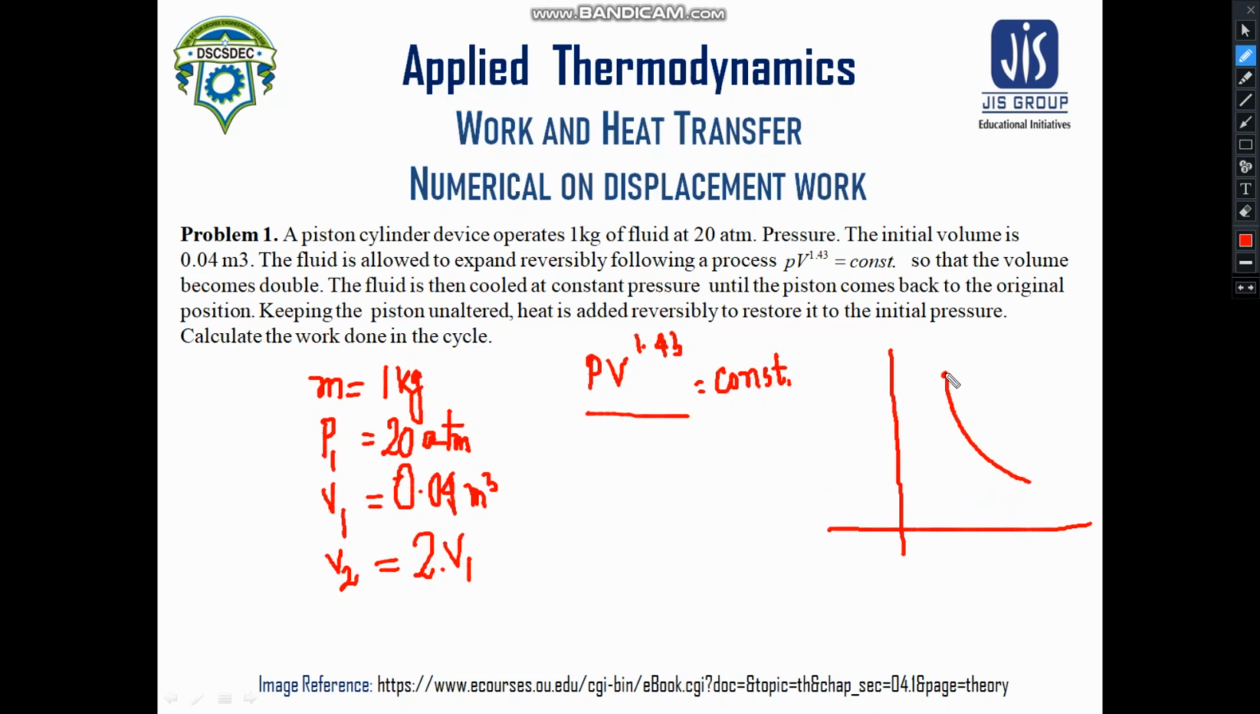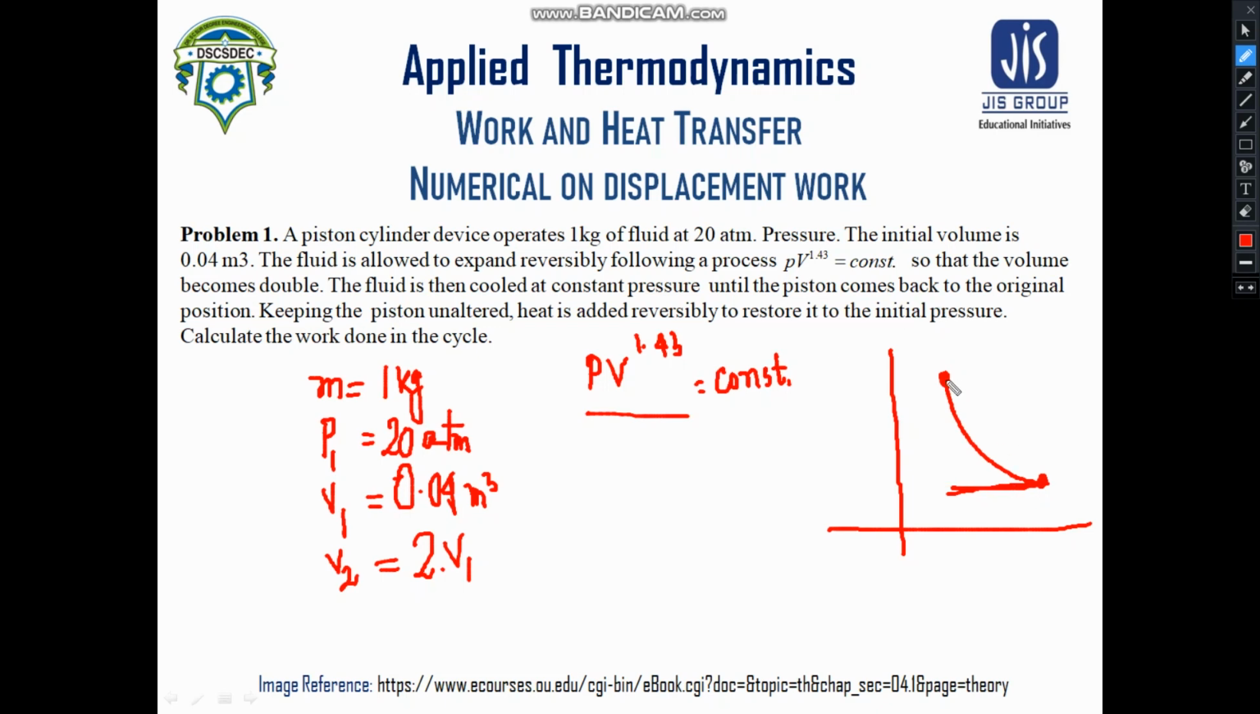The volume, which was initially at V1, becomes, so let us just extend it here so that it can be shown that V2 is equal to 2V1. And then what happens? The fluid is then cooled at constant pressure. So that means a constant pressure process is happening here until the piston comes back to the original position.